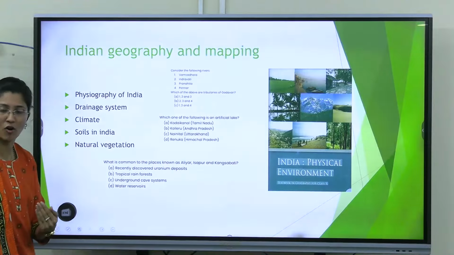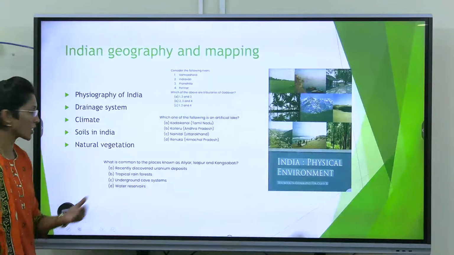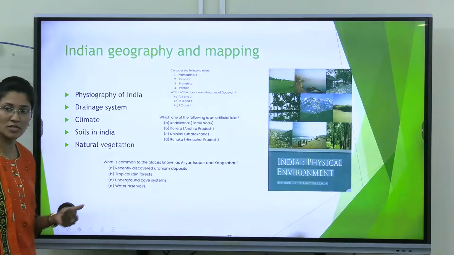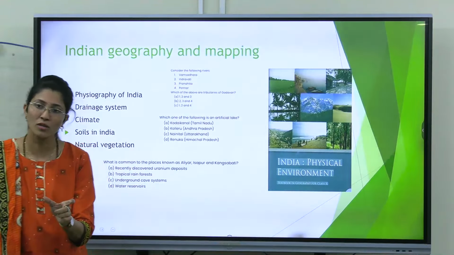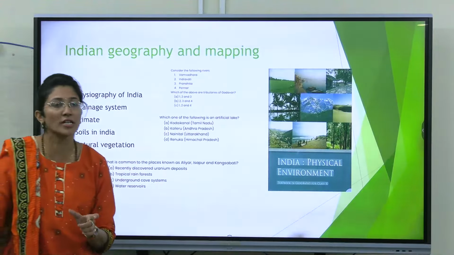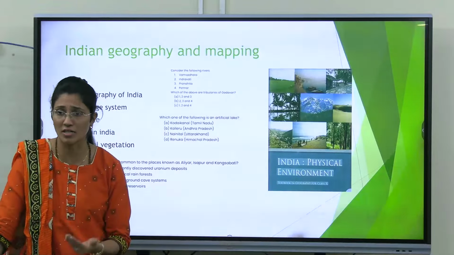Tributaries of Yamuna, origin of Yamuna river, right? Next, Indian climate, very important, monsoon type of climate. And Indian monsoon is erratic, and there are several reasons for its erratic nature.